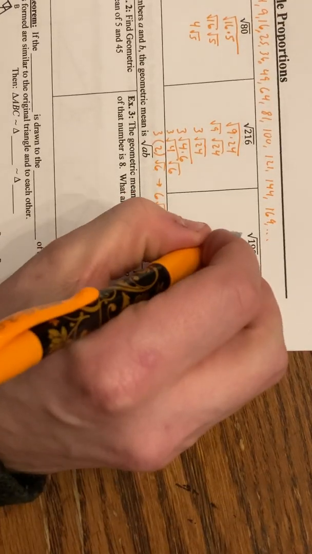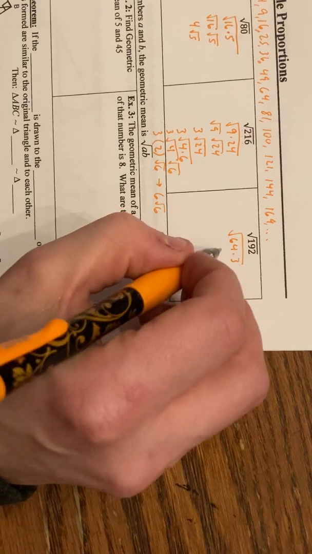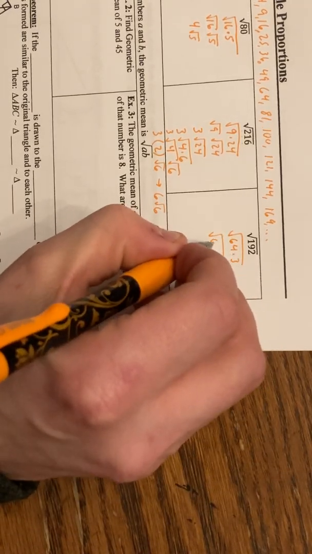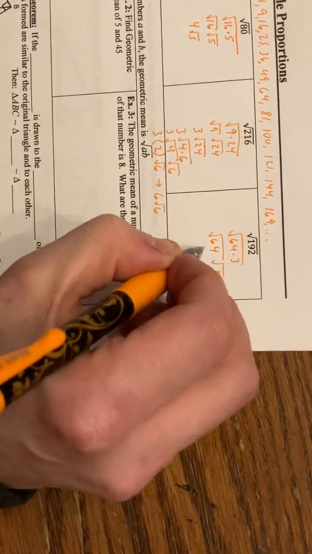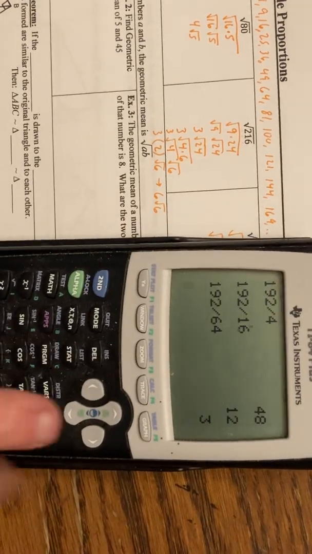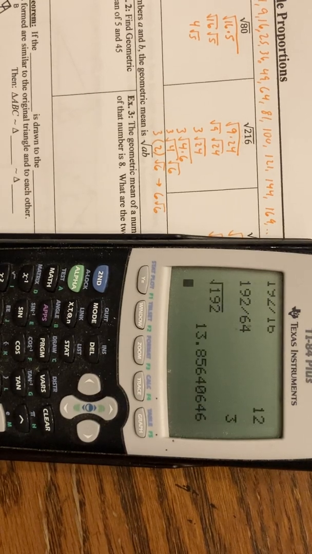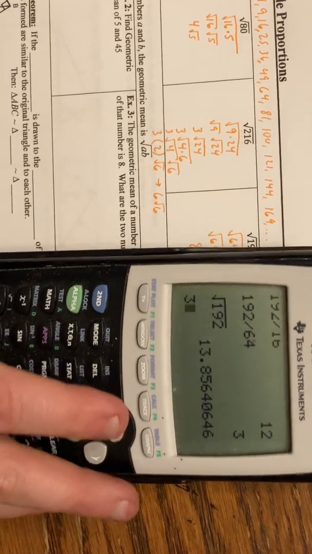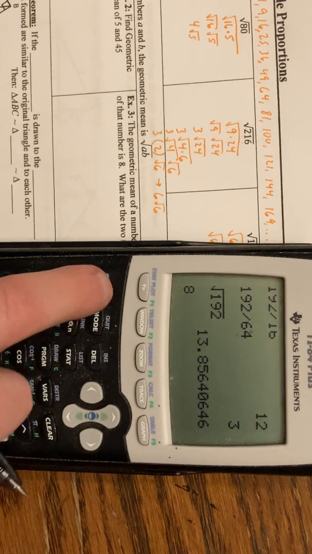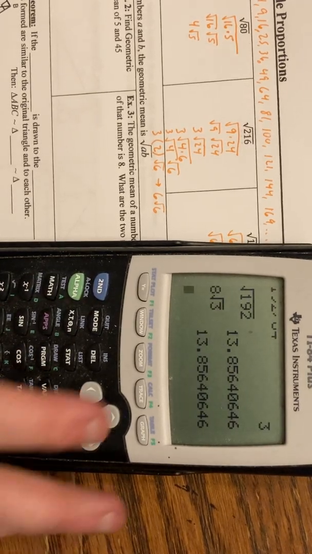64 times 3. So I'm going to take this 192 and turn it into 64 times 3, which is 8 root 3. And then we can check our answer. The square root of 192, and what was it? 8 root 3. 8 root 3. And those are the same number. So I simplified it correctly.